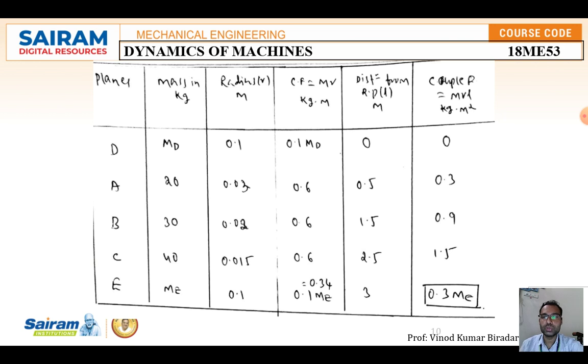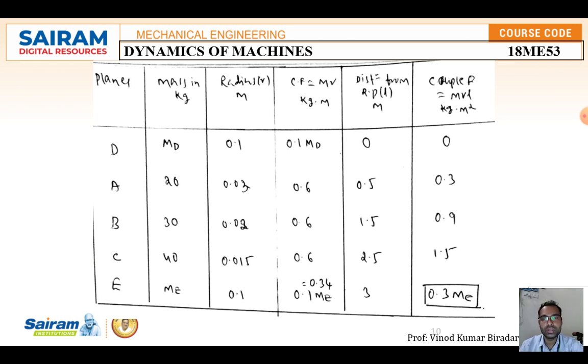Again form a tabular column with plane, mass, radius, centrifugal force, distance from reference plane, and couple. Here the planes are D, A, B, C, E. The masses are given: mass of A is 20, mass of B is 30, mass of C is 40, and E is to be found. The radii are given as 0.1, 0.03, and so on, that is in mm.